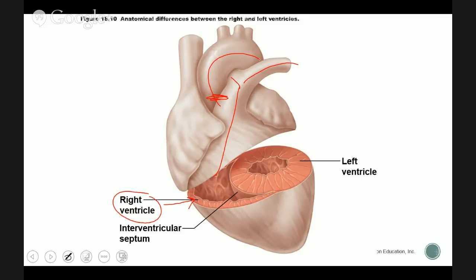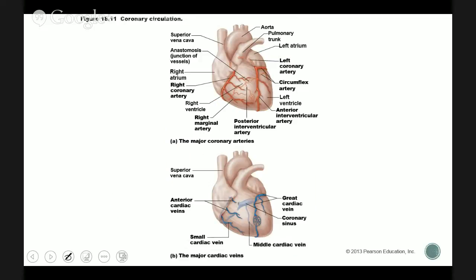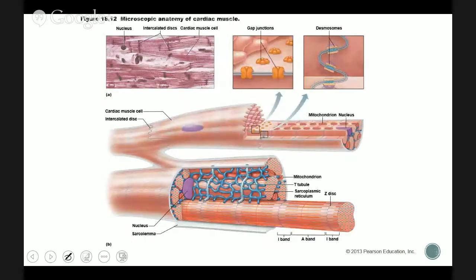Requires a lot more pressure. And so the left ventricle has to contract a lot harder and much more strongly. So the left ventricle wall is much thicker than the right ventricle wall, as you can see here demonstrated in this picture. We already talked about the coronary circulation, so we're good with that. So that leaves us with this, and this will be the end of it.